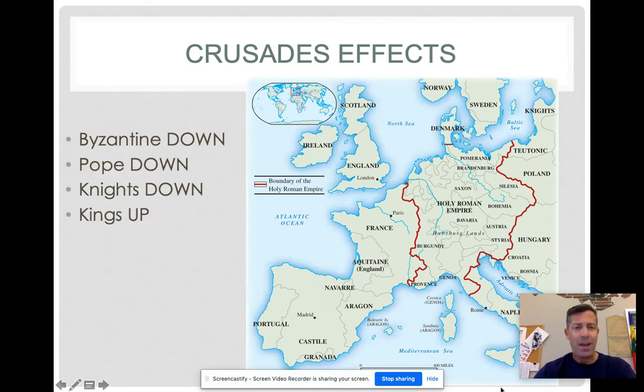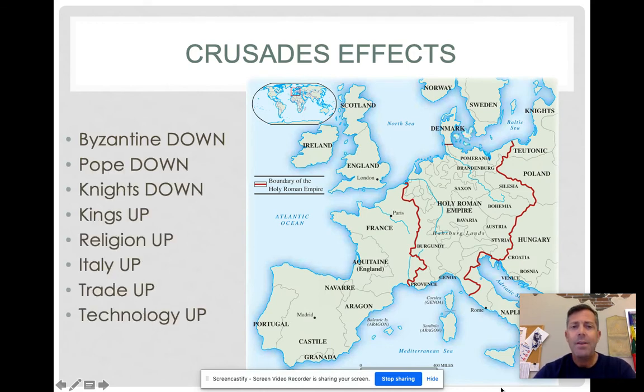The Crusades' effects, I like this. The Byzantine is down because they were weakened by the Crusaders and even the Vikings. The Pope's authority is down because the Crusades are largely unsuccessful. Knights are down because, to be honest, sometimes knights plundered for themselves, their own booty. Now, regional kings' power was up as the Catholic Church's power is down. Religion is up, but more on a regional basis, trying to find faith through your locality, not the Catholic Church.